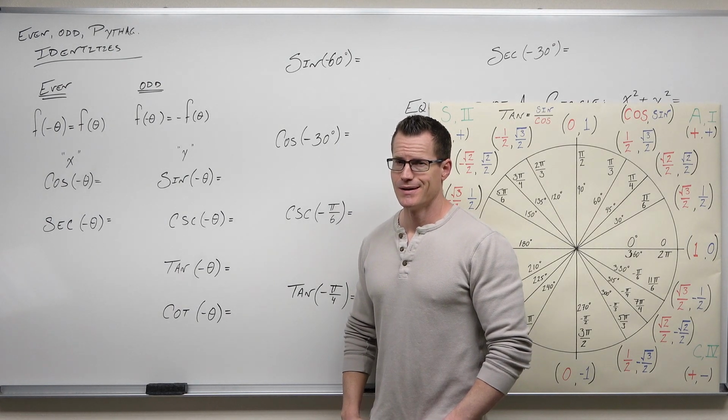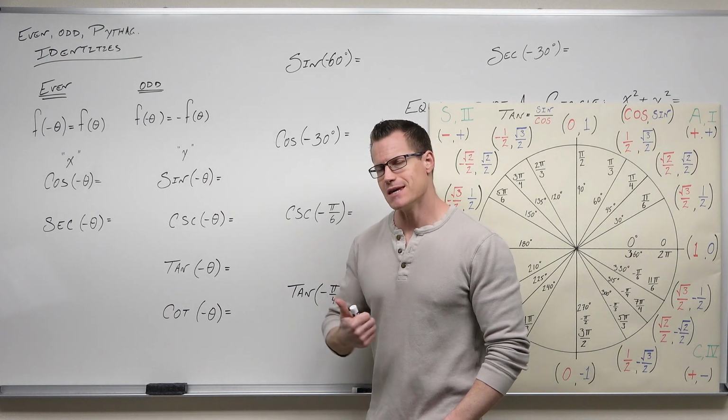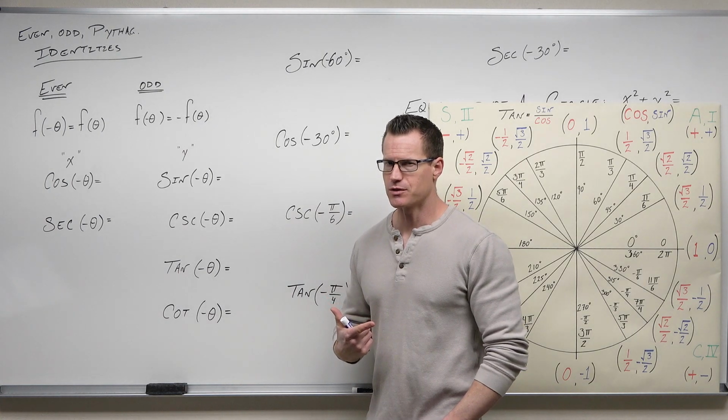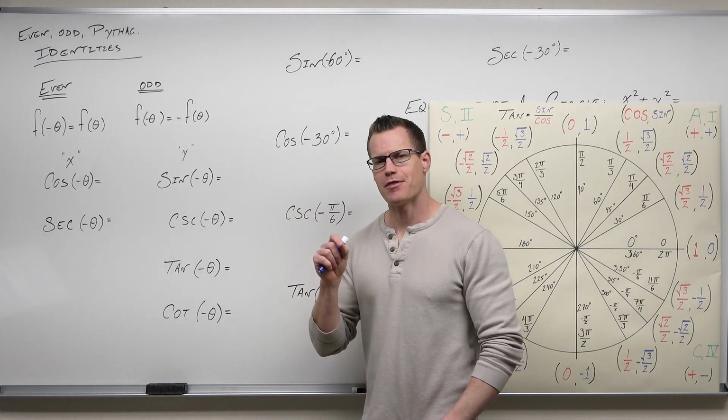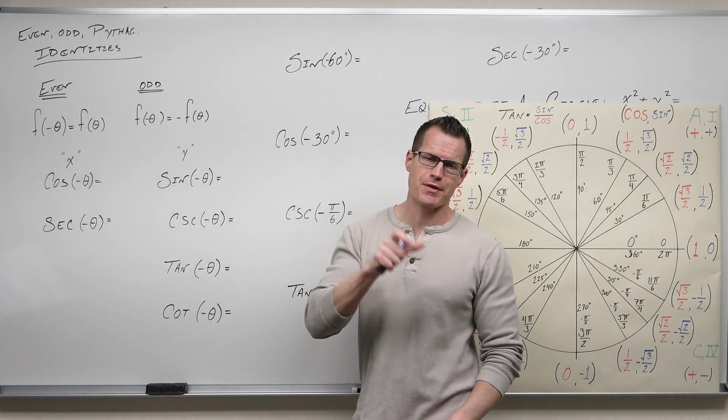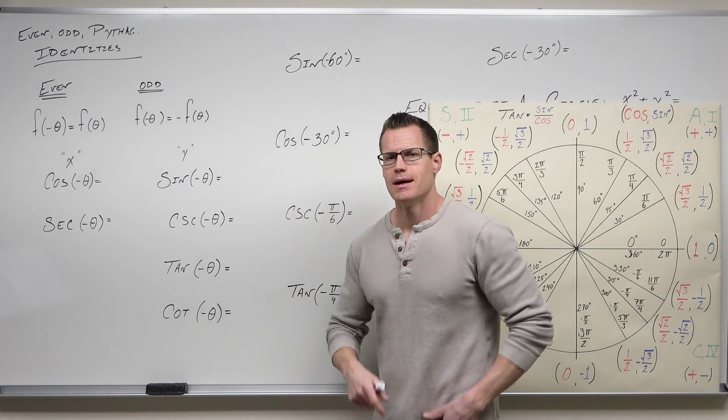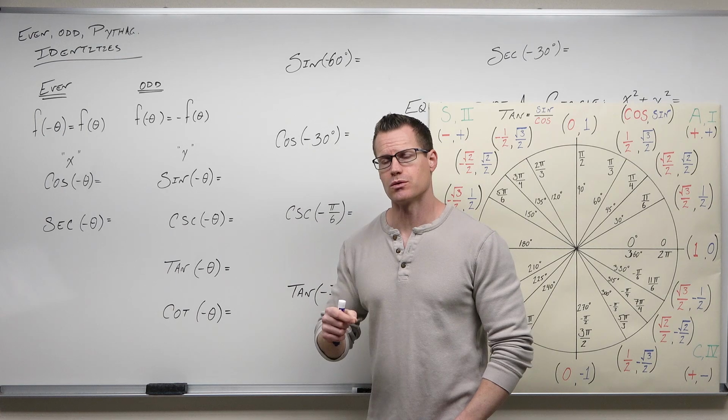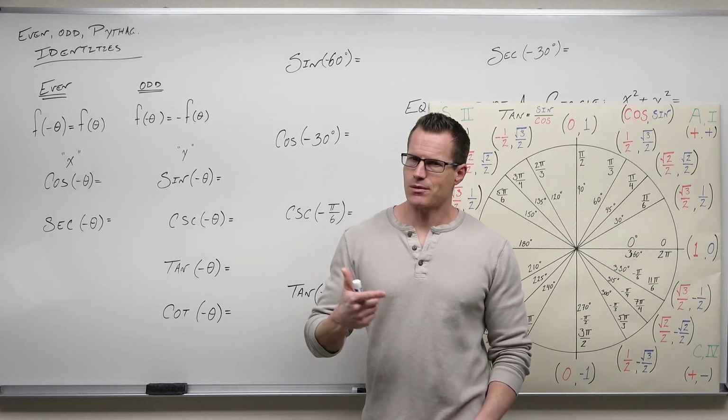Welcome to another video. In this video, we're going to talk about the even and odd identities of trigonometric functions, and we're going to talk about the Pythagorean identities stemming from the Pythagorean theorem of a right triangle as it is on a unit circle, inscribed on a unit circle. So let's get right into it.